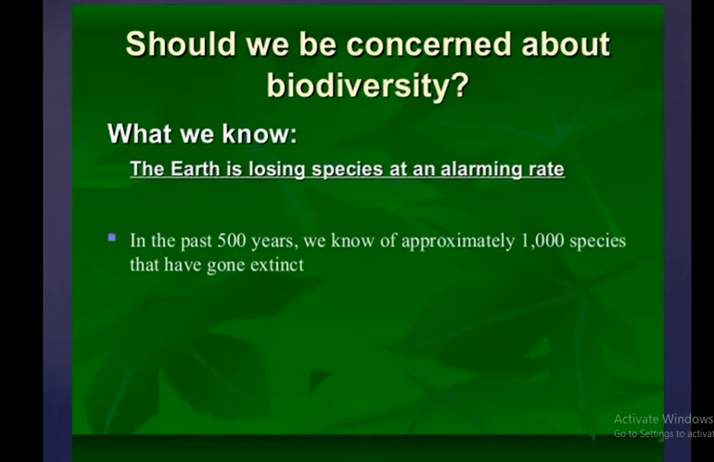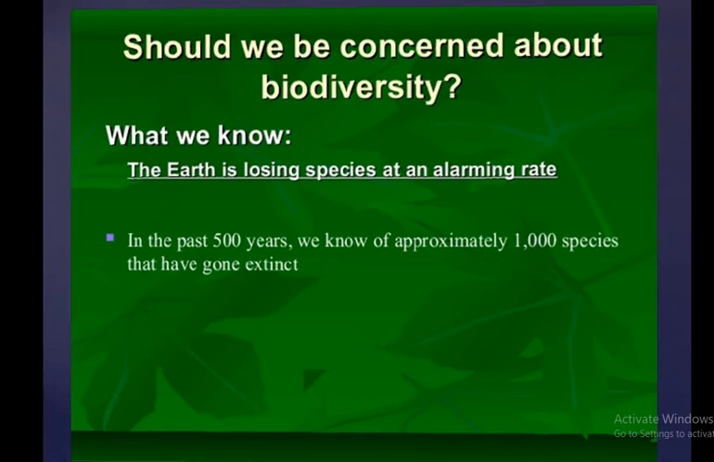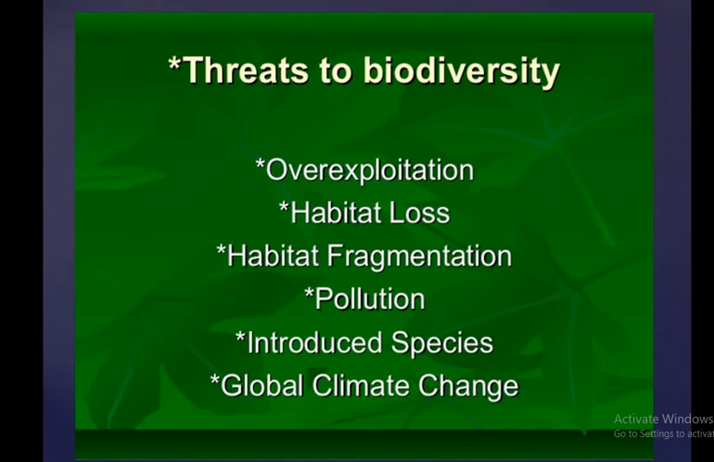Okay, should we be more concerned about biodiversity? Do you think the Earth is losing species at an alarming rate? In the past 500 years, approximately 1,000 species have gone extinct. We presently do not have those 1,000 species. So we should save our environment so that we do not lose more species. There are a few threats to biodiversity: over exploitation, habitat loss, habitat fragmentation, pollution, and global climate change.